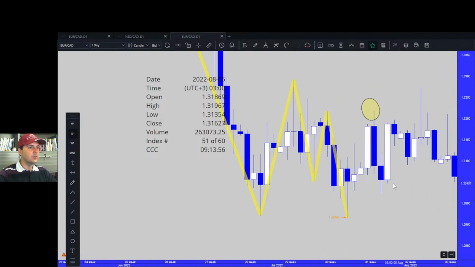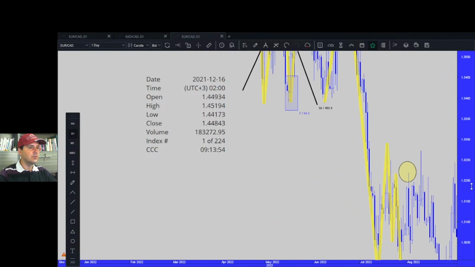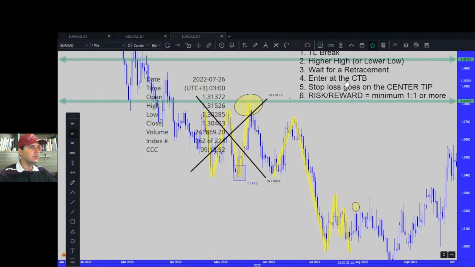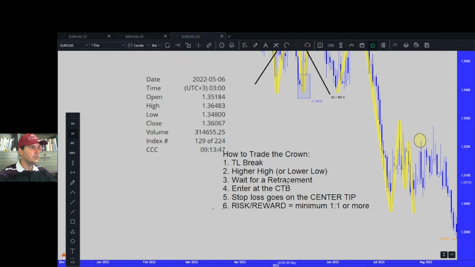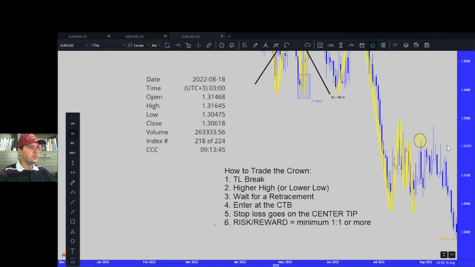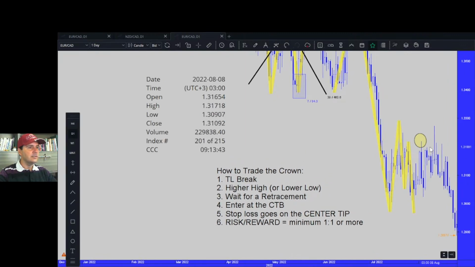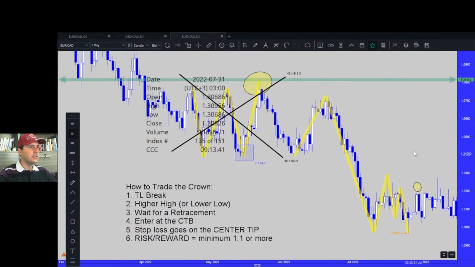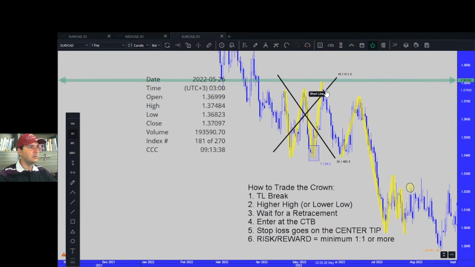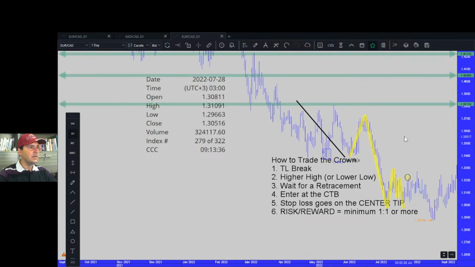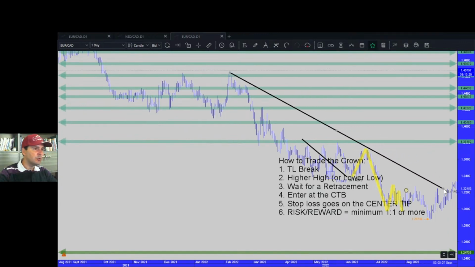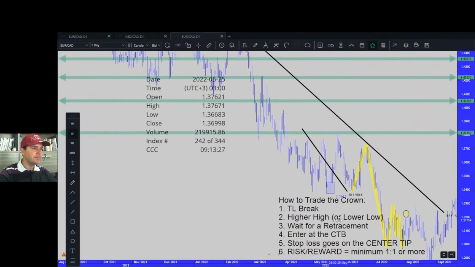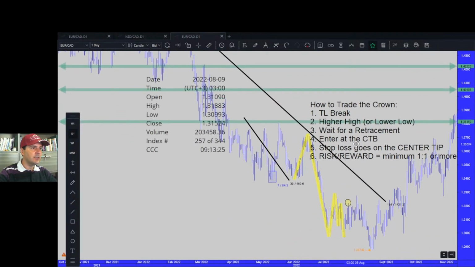Where are the rules? Trend, so it's a higher high, but I need a trend line break. I need a trend line break. And we've learned how to draw trend lines, everybody. Don't force it, right?